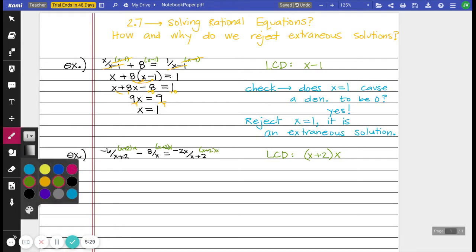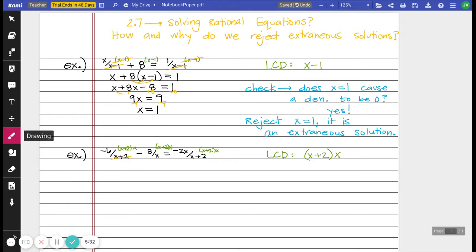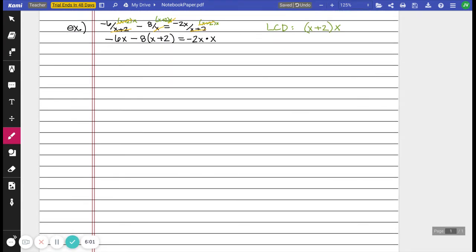In the first fraction, the x plus 2's cancel. In the next fraction, the x's cancel. And then in the third fraction, the x plus 2's cancel again. So here's where we're at. We've got a -6 times an x, a -8 times an x plus 2, and a -2x times an x. So we're looking for what's left standing after everything's been canceled. And now our job is to solve this equation.